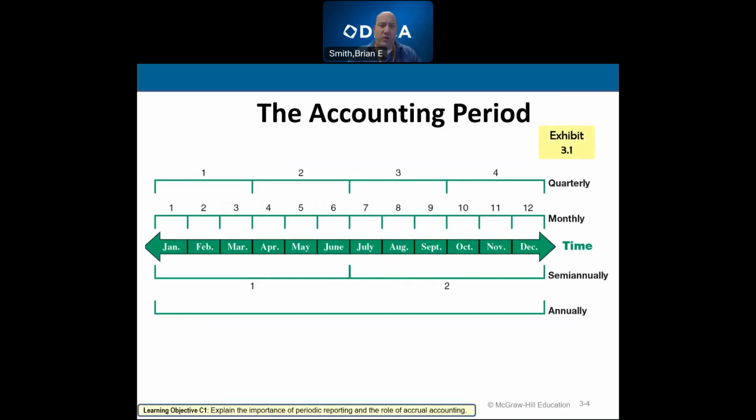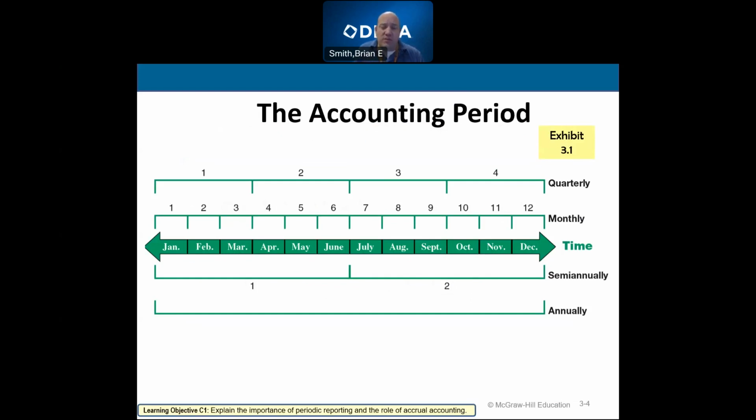So the time period assumption says that we can break up our accounting periods into various chunks. As you can see here, we have quarterly, monthly, semi-annually, and annually. More than likely, we're dealing with monthly, quarterly, and annually. I don't see a whole lot of people dealing with the semi-annual. Our focus mainly in this course is monthly, with the occasional quarterly or annual situations. But that's the whole point of the time period assumption, to be able to break those up that way.